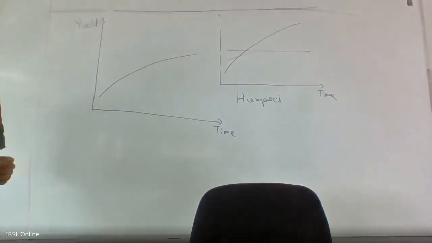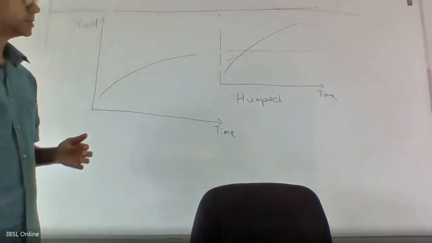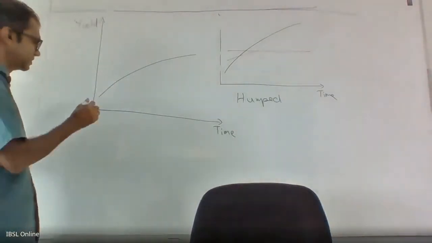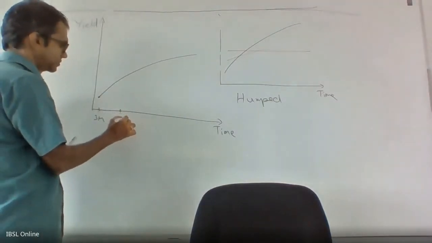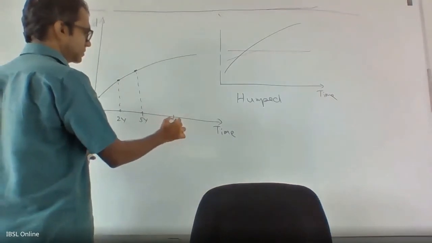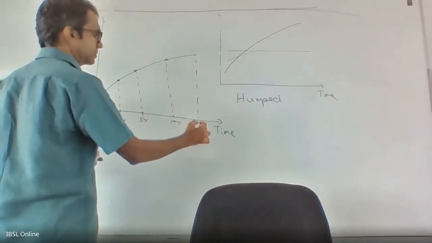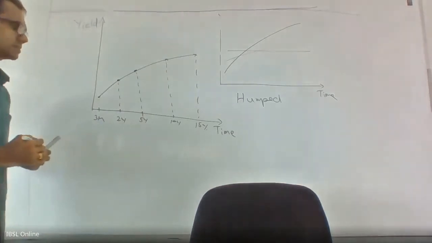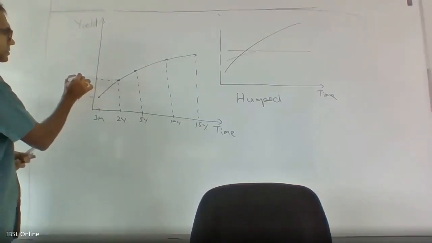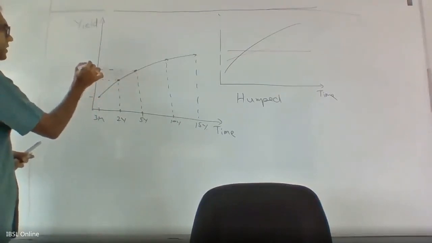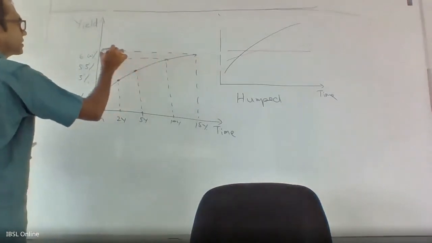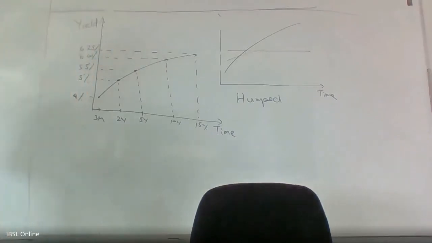This is the current yield curve. If this yield changes at every point in time, that means say this is 3 months and this is 2-year, this is 5-year, this is 10-year. This is 15-year. Assume 4%, 5%, 5.5%, 6%, 6.25%. That's the yield curve.